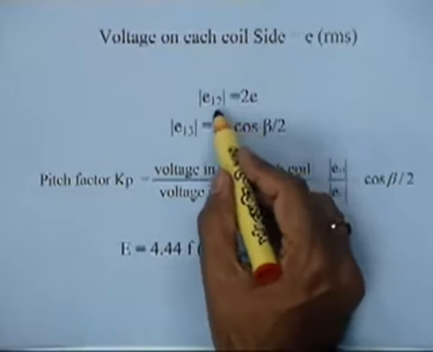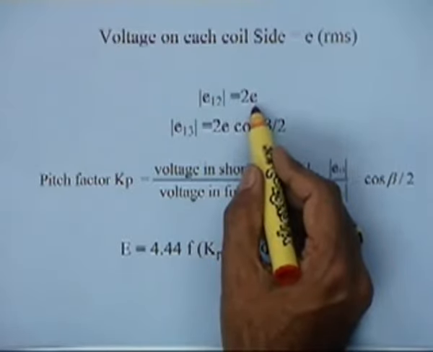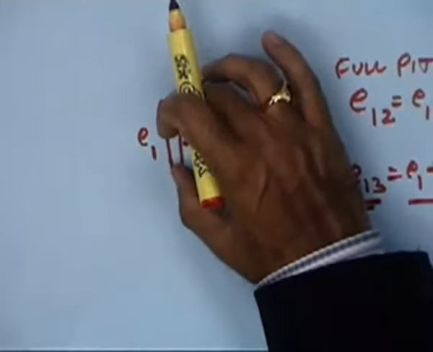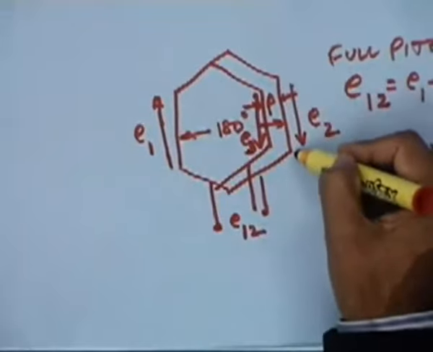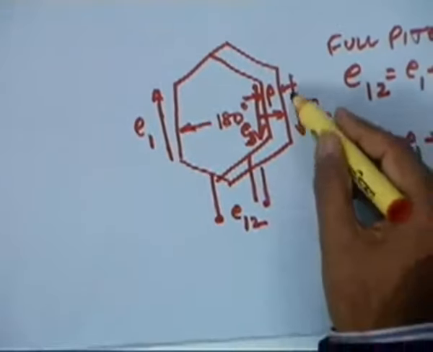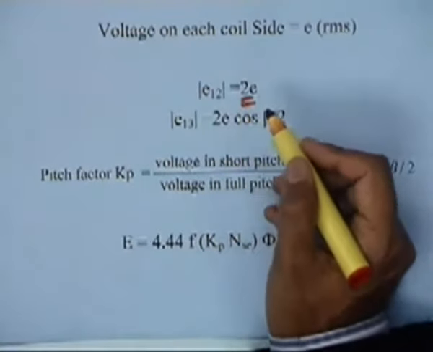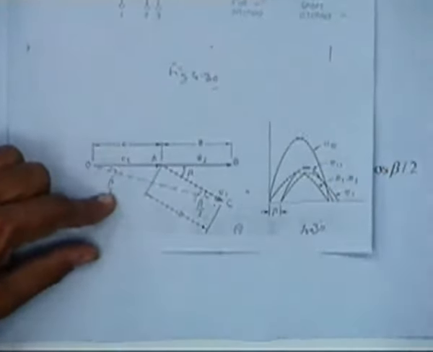Now consider that the voltage induced in each coil side is E, that is, each coil side has an RMS voltage E. This voltage and this voltage will be in phase, E1 and E2 will be in phase and they will add up to 2E. But it can be illustrated through this figure.